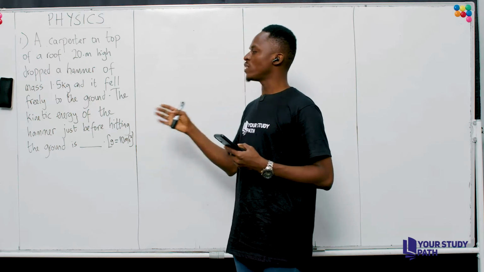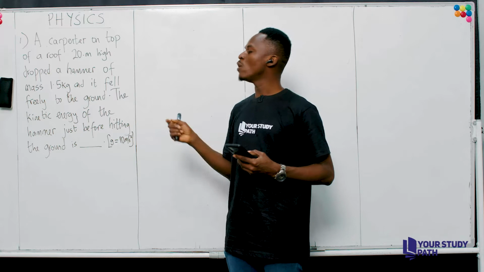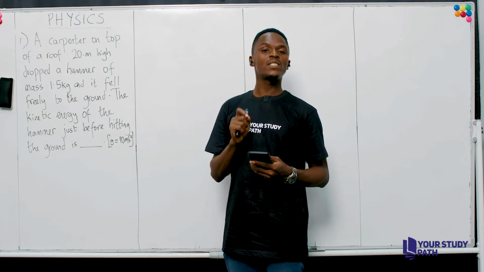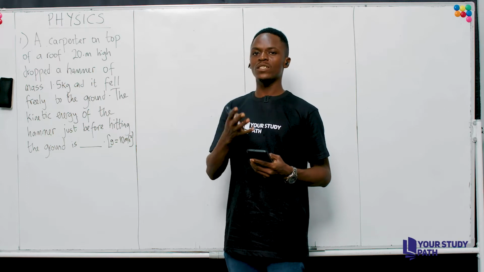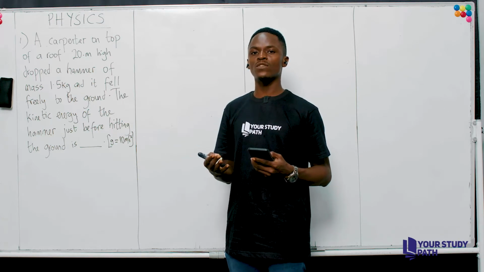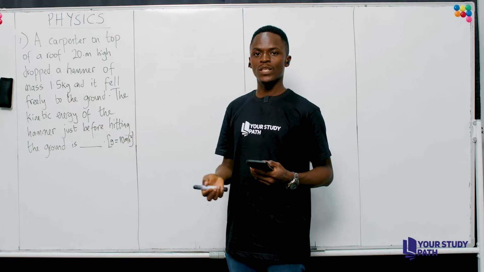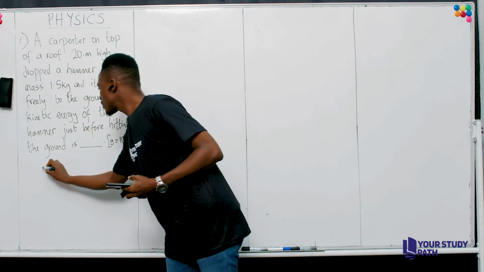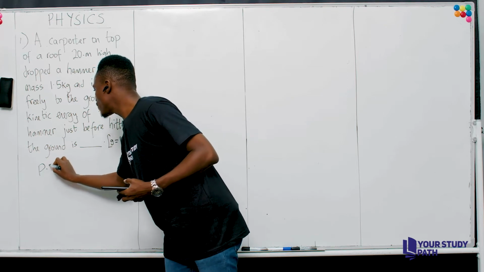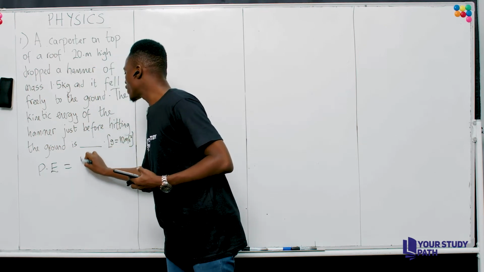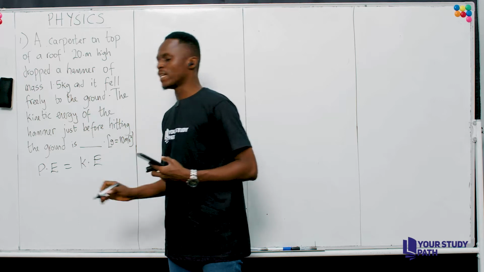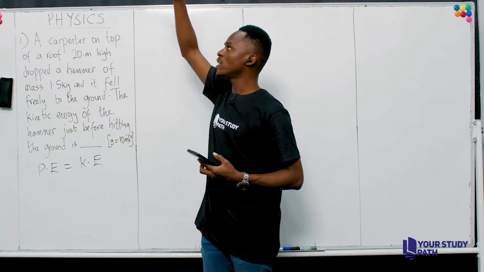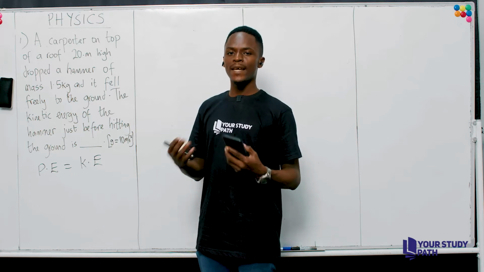This portrays a question in relation to work, energy and power. Having said this before, we said energy can neither be created nor destroyed. It can only be transferred from one form to another. This is actually a phenomenon whereby potential energy is being converted to kinetic energy. Potential energy at the top of the roof is being converted to kinetic energy.